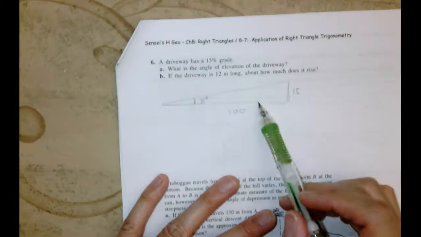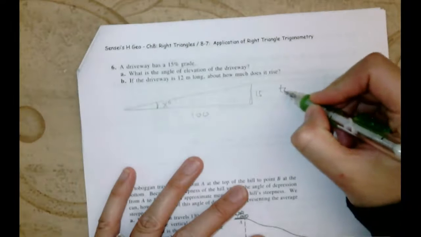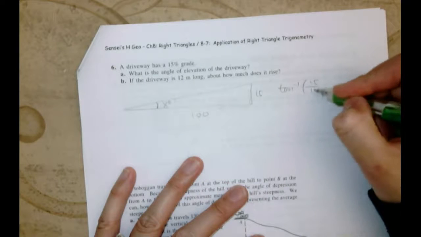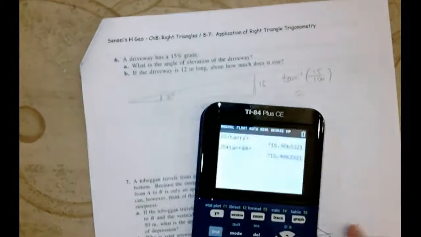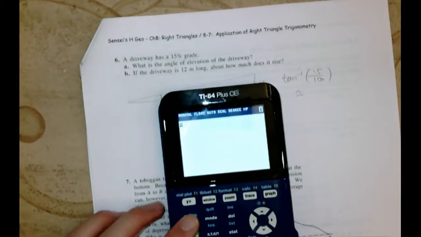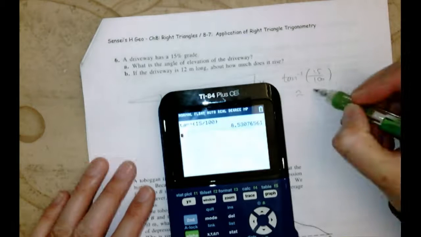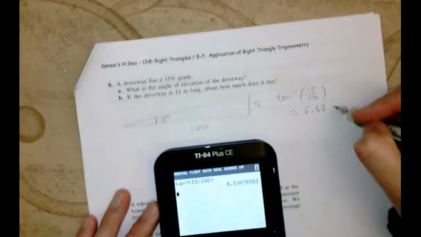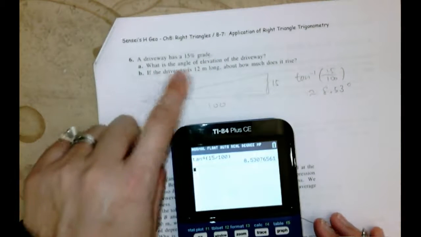So we have to use a tangent inverse to get this angle. So tangent inverse of opposite over adjacent, 15 over 100. So we put this in the calculator, and it's not going to be 15%. Tangent inverse of 15 divided by 100 is 8.53. That's the angle of elevation in degrees. Okay, so it's different. So don't get confused with that. The grade and angle of elevation are not the same.